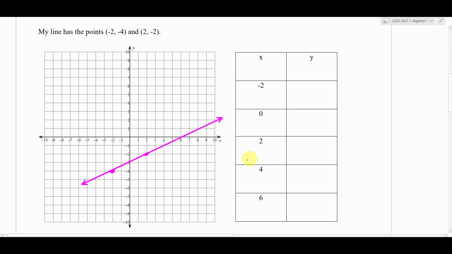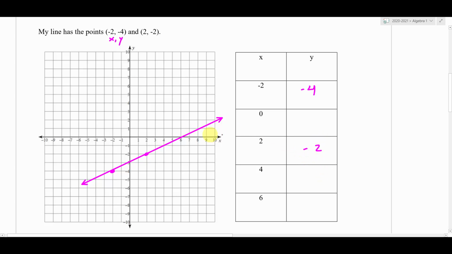my table. All right, so I notice, hey, I've got -2, -4 here. Well, that gives me an x and a y value combined, right? So I have a -2. It tells me when I put a -2 in, I'm going to get a -4 out. So I'm going to come over here to my table. I find the input of -2, which means I'm going to get an output of -4. So it's a part of my table that I can fill in. And then this one is at 2, -2. So I find the input 2, and then I can put a -2 here.